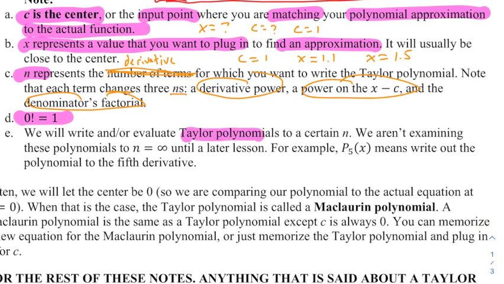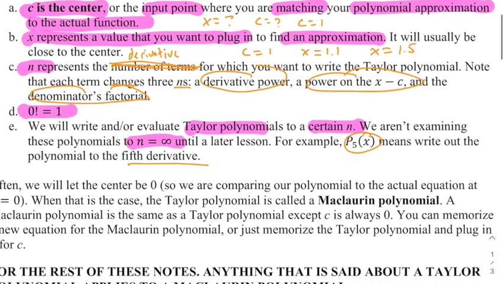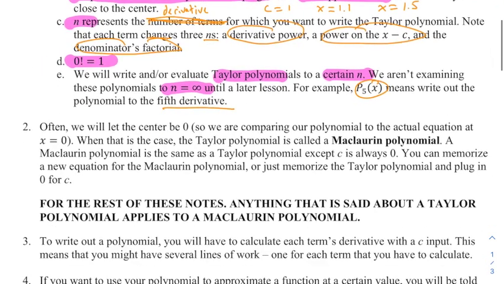And note that we will write or evaluate Taylor polynomials to a certain n. We aren't examining these polynomials to infinity. Now that's a big break from everything that we've been working on with series so far. Right now we're not using the word series. We are going to stop at a certain power or a certain number of terms, however the question asks it. So, for example, p sub 5 of x means write out the polynomial to the 5th derivative, you'll have 6 terms. Now sometimes terms have the number 0 on them, so they cancel out or they disappear.